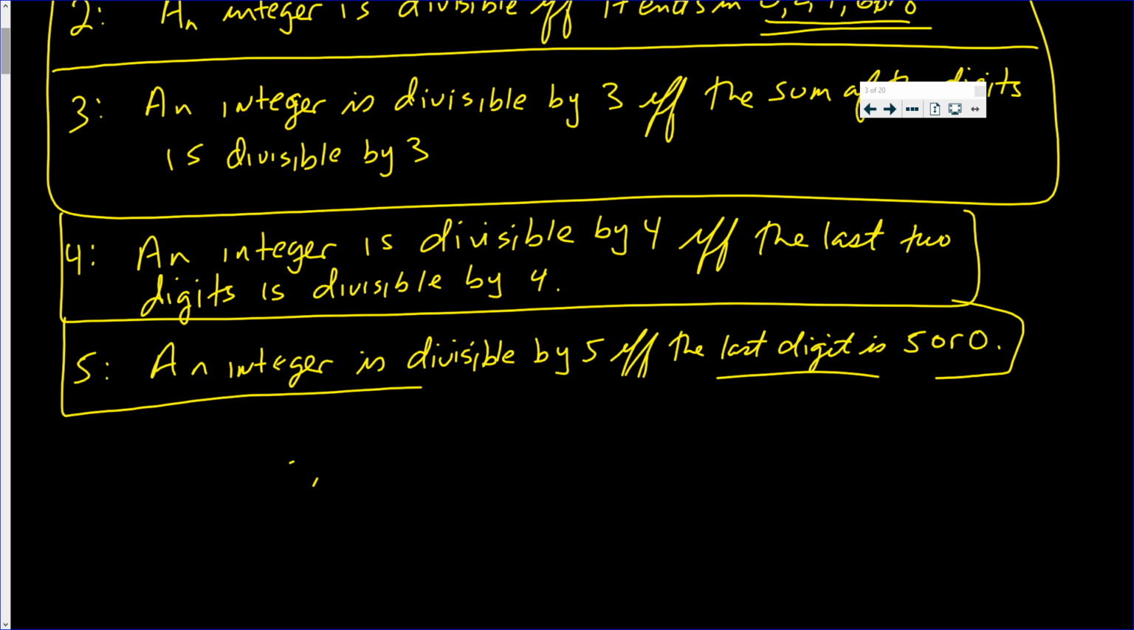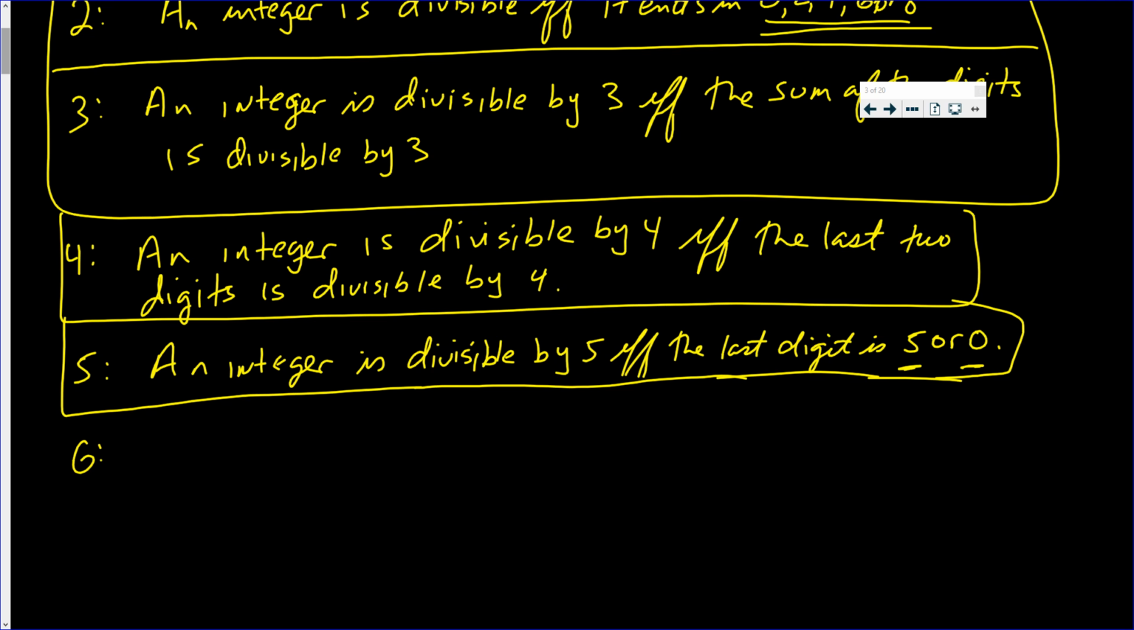It's even easier than divisibility by 2. In 2, you have to know 5 numbers. If it ends in a 0, a 2, a 4, a 6, or an 8. 1, 2, 3, 4, 5. Here, you just have to remember 2 digits. If it ends in one of those 2 digits, it's divisible by 5.